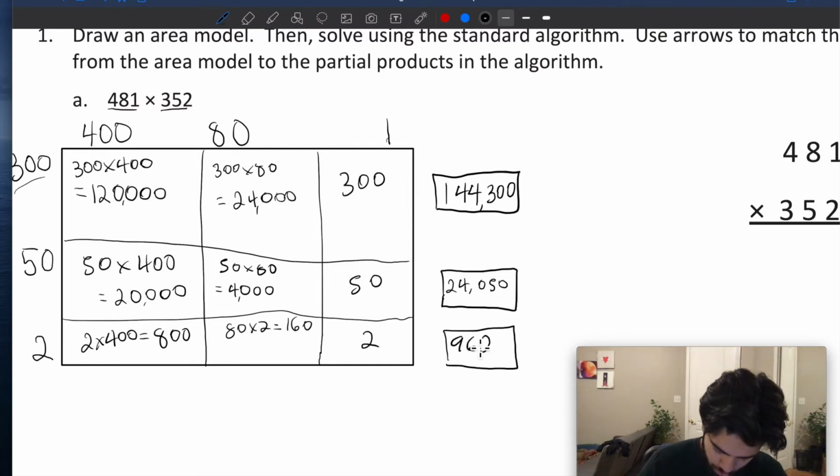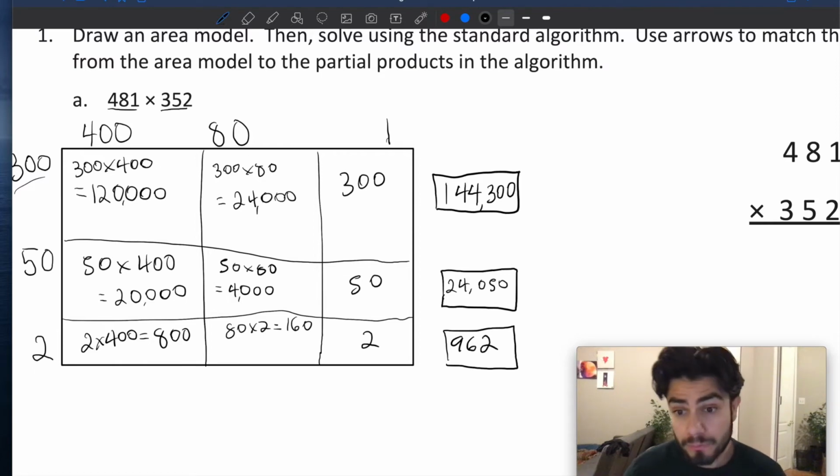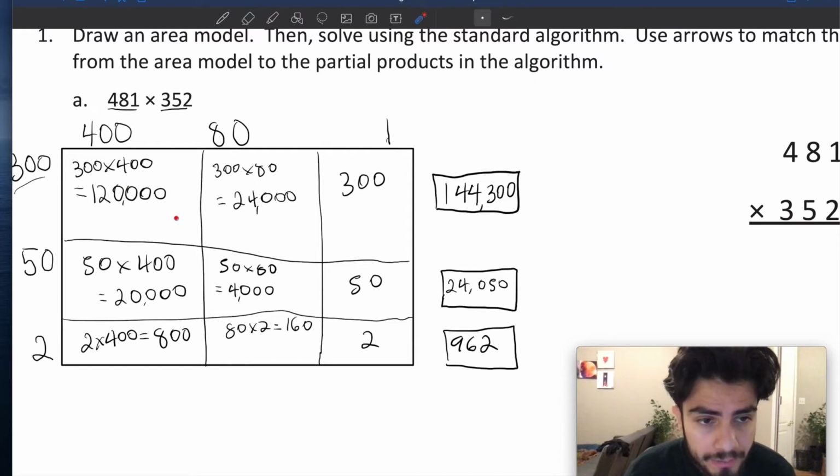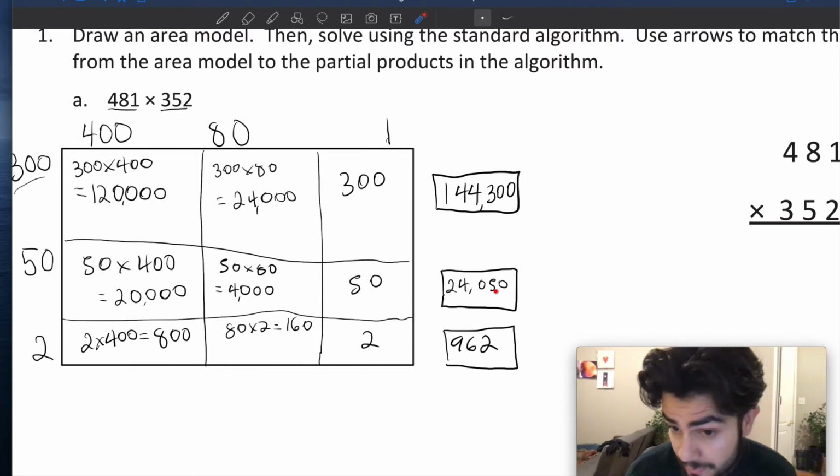If you're sitting there wondering where I got these from, all I did was simply just add this one plus this one plus this one, gave me this whole thing. Then I got this one plus this one plus this one, gave me this whole thing. And this one plus this one plus this one.